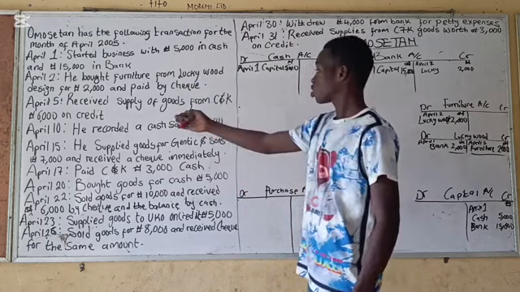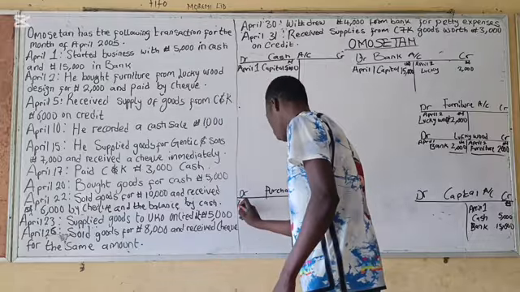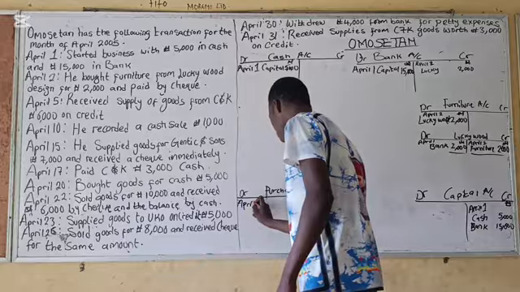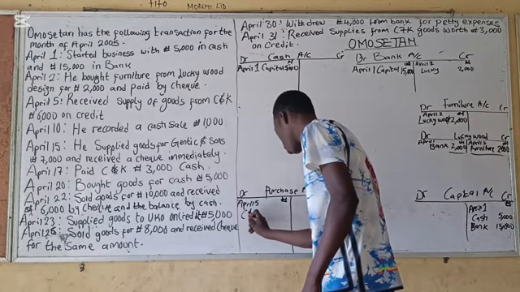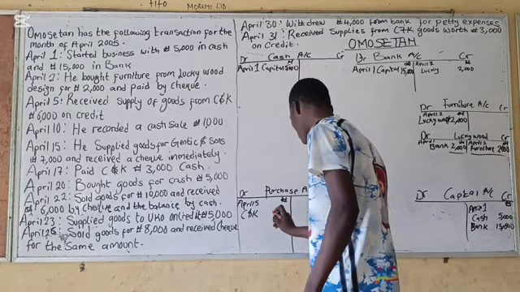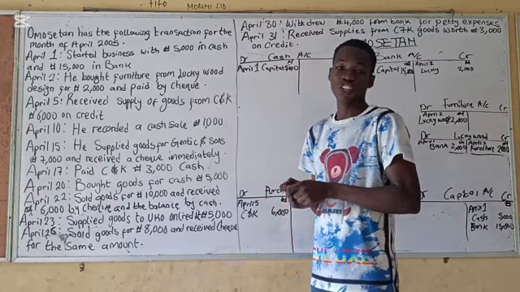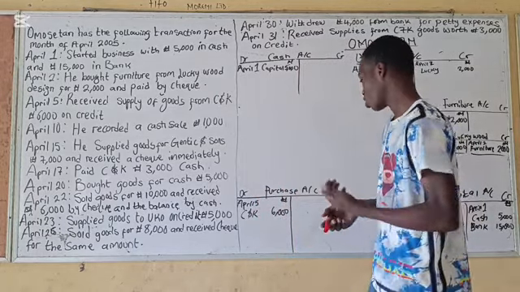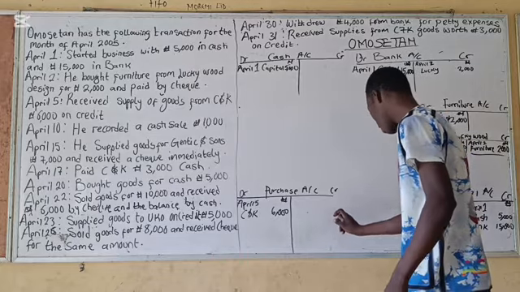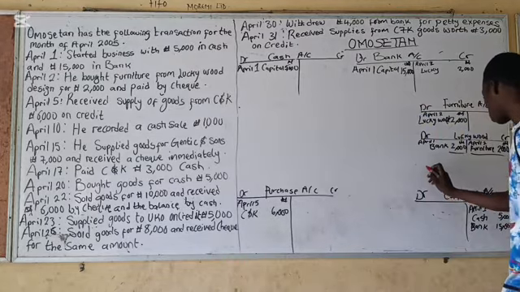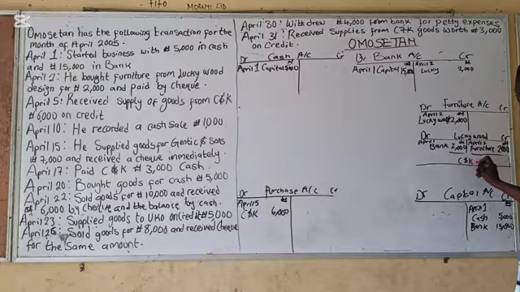You receive supply of goods from C and K, which is April 5. So you write April 5, C and K, you receive goods of 6,000 naira on credit. Therefore, when you receive goods of 6,000 naira on credit, it's only a creditor that can give you goods. You get? So you just prepare your creditor account, which is C and K. C and K is a creditor. We are going to write it here, C and K account.